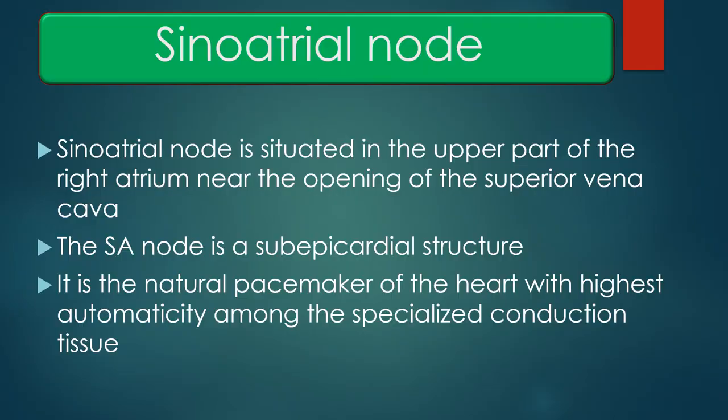Sinoatrial node is situated in the upper part of the right atrium near the opening of the superior vena cava. It is a subepicardial structure. Sinoatrial node is the natural pacemaker of the heart with the highest automaticity among the specialized conduction tissue.